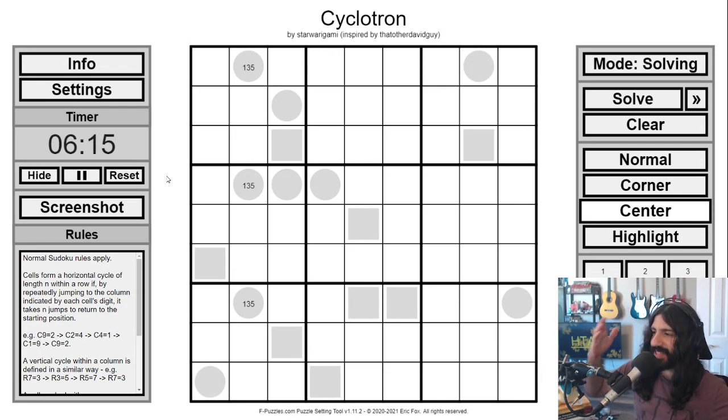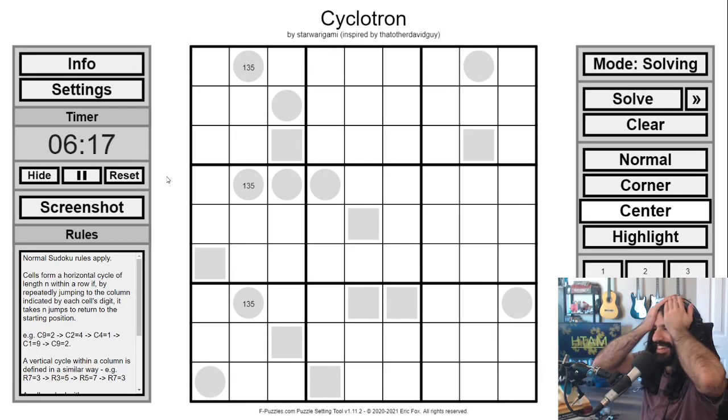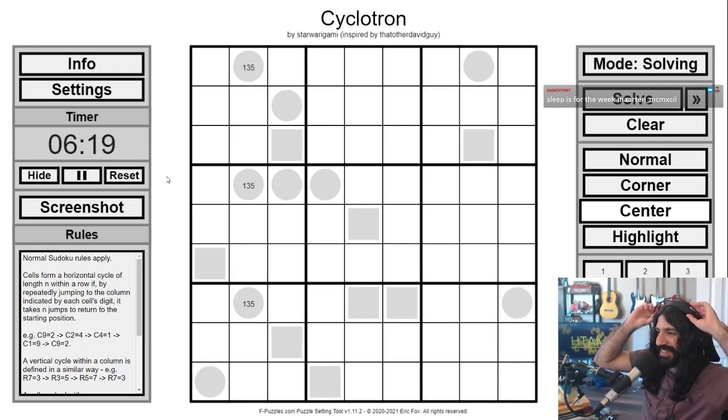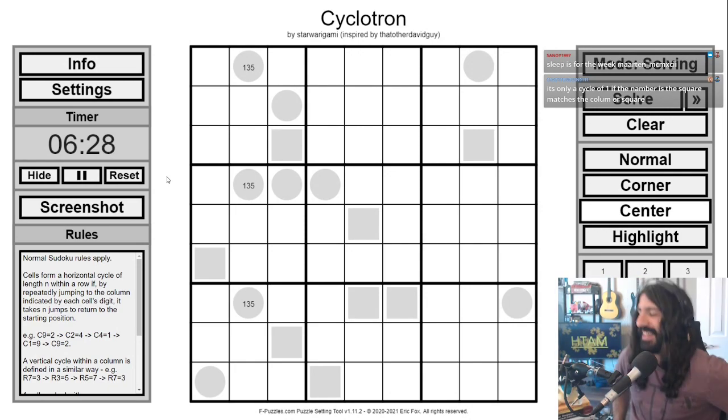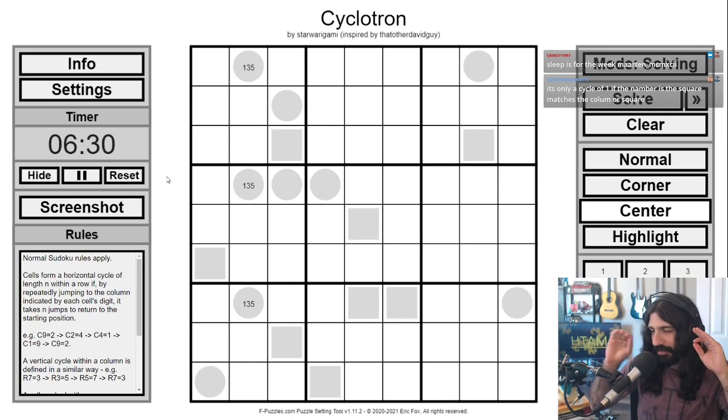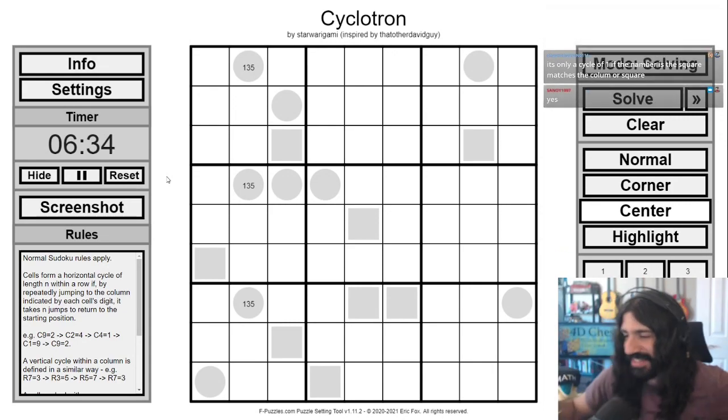I forgot how cycles work. Oh my god. Of course. Sleep is for the weak. Correct. 7 days, in fact. Is the... Okay, it's only... Yeah. Sorry. Forgot how cycles worked. Chat, this is going to be a long one.